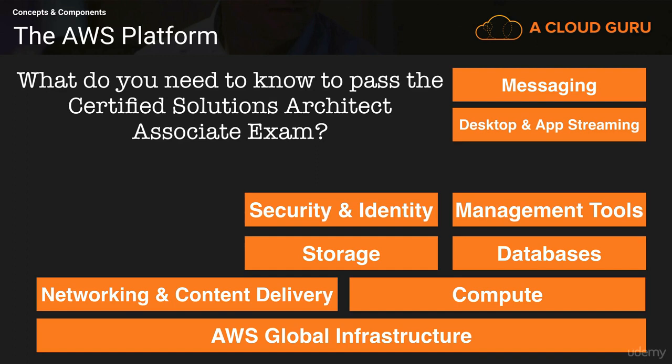Security and identity access management, definitely you're going to need to know. Management tools, only a little bit. Storage, databases, networking and content delivery, compute, and AWS Global Infrastructure are the bread and butter of the exam. So that's where we're really going to focus throughout this course. So let's go ahead and have a look at AWS Global Infrastructure to get started.